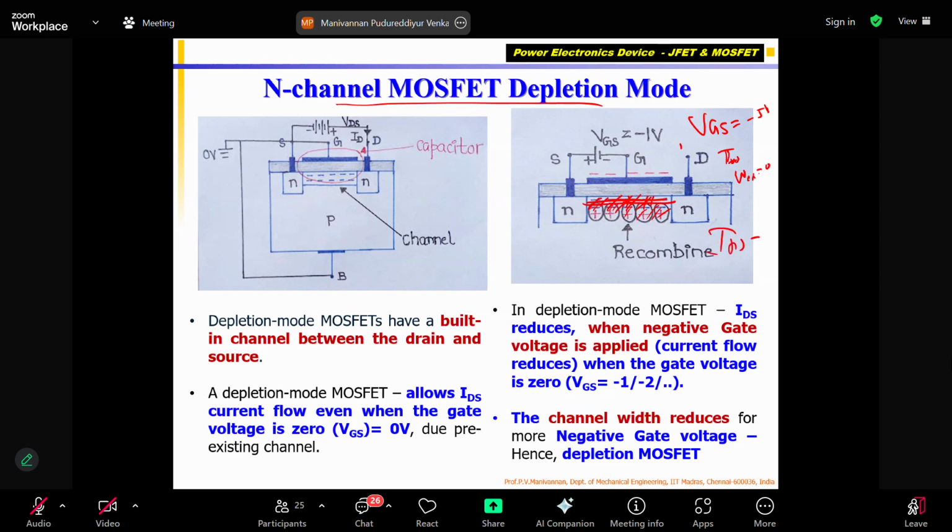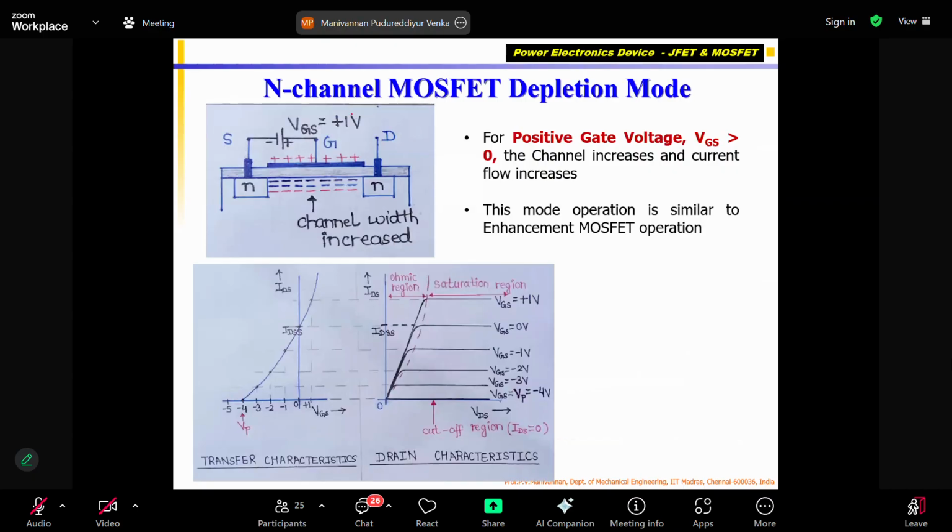Okay. So instead of that, if I give positive voltage, another beauty of the depletion type is, if I give a positive voltage, it will work like an enhancement mode. If I give a negative voltage, it works like a depletion mode. That means with this one MOSFET, I will be able to control the current with positive and negative voltage. Please note that the drain current cannot be 0 in case of depletion MOSFET, because there is already a pre-existing channel. The width can be increased or decreased.